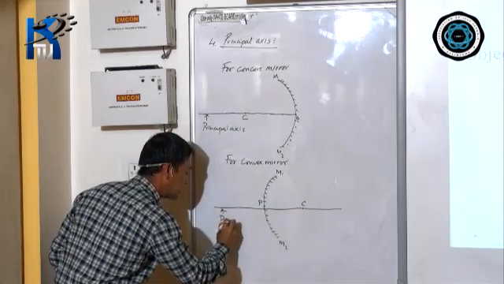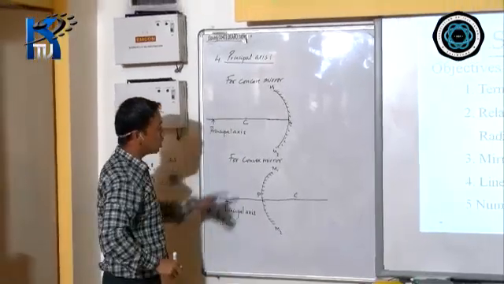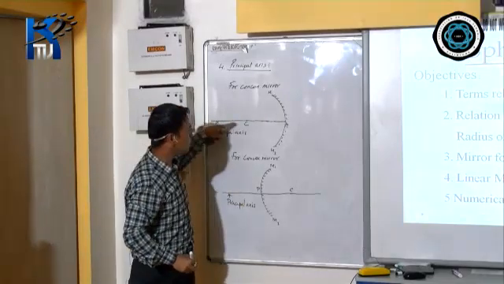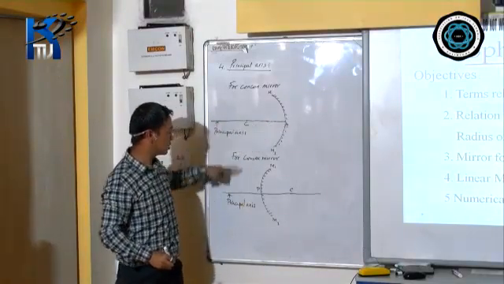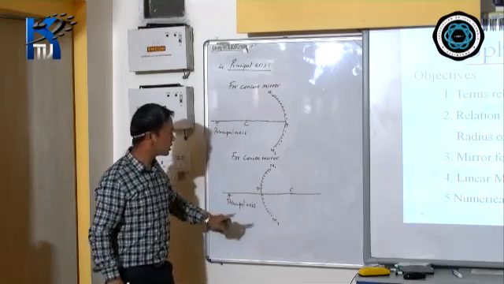I can consider this line also as what? Principal axis. So whether it's a concave mirror or a convex mirror, the principal axis is nothing but a straight line that passes through the pole and the center of curvature. So I've made a principal axis for both convex and concave mirror.